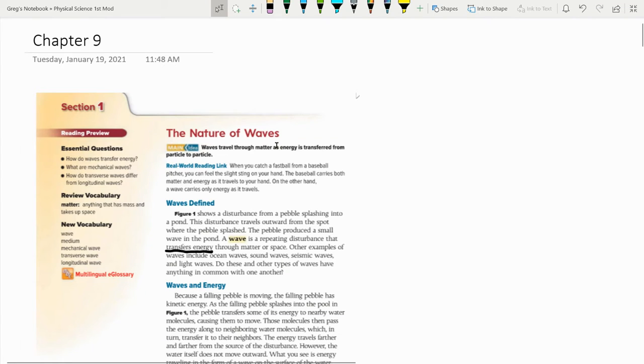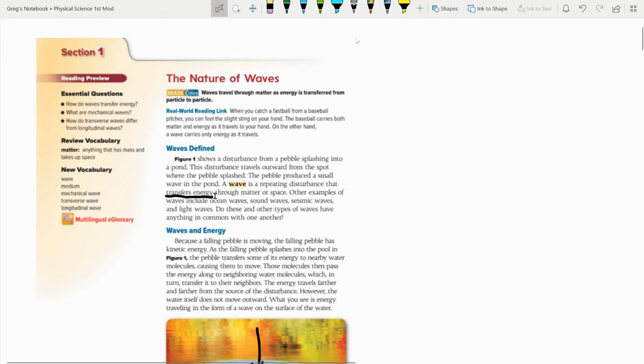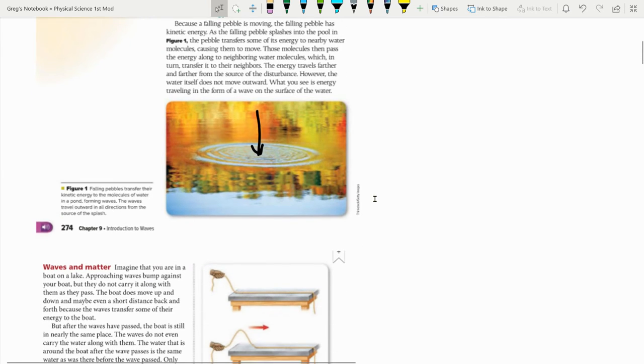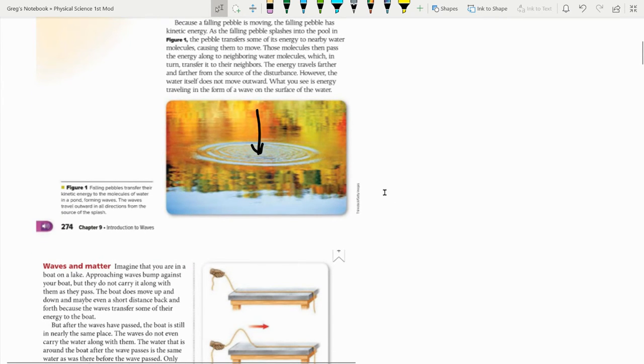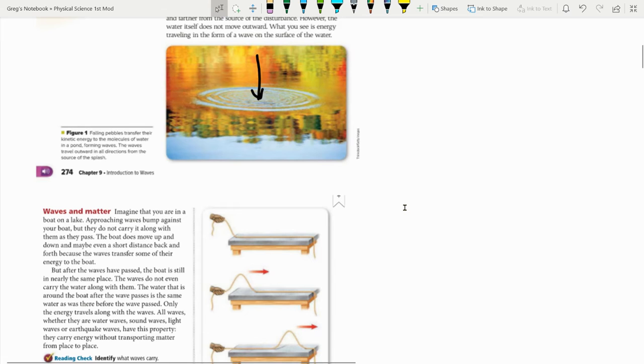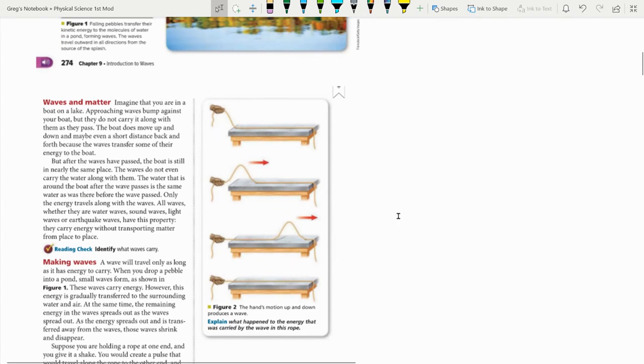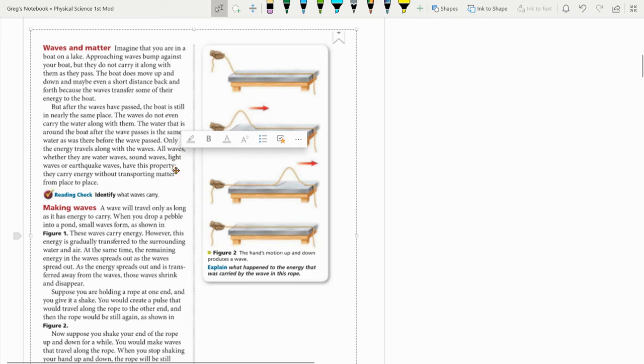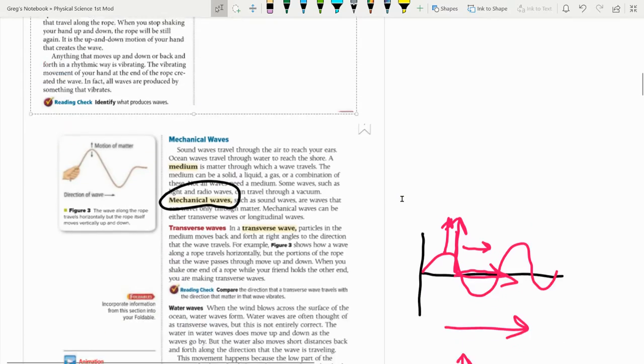Okay, so we started with chapter 9, 9.1, the nature of waves. Remember, waves transfer energy, okay? And we talked about these ripples and how a rock hits the water and transfers energy to the water. Remember, again, all waves, whether they are water waves, sound waves, light waves, or earthquake waves, have this property. They carry energy without transporting matter.